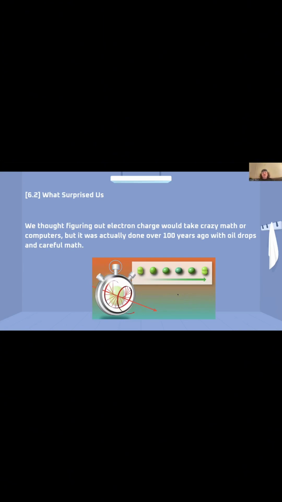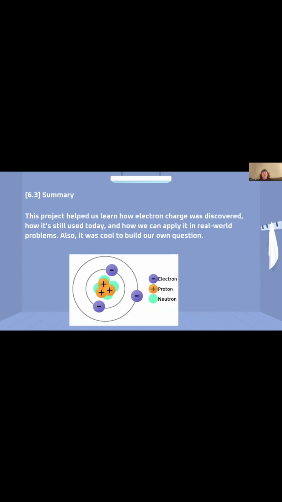What surprised us was we thought figuring out electron charge would take crazy math or computers to accurately compute. But it was actually done over 100 years ago with oil drops and just careful math.